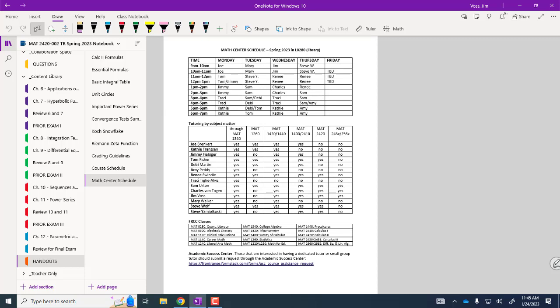And our class is 2420, so all of the people with the yeses can answer Calc 2 questions. So you can look down there to figure out when to go, just to make sure. So we can go to any of those people that say yes? Yeah, any of the people that are yes in here, you can definitely get Calc 2 help from. And there's more this semester than ever, which is great, right? The Math Center is a good place to go.